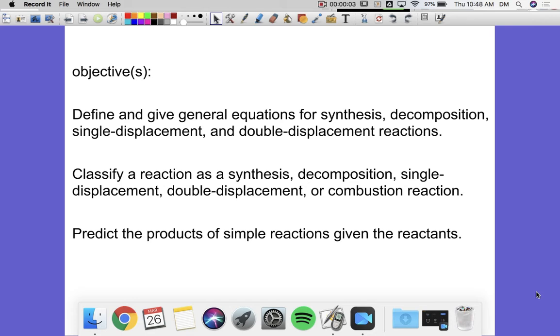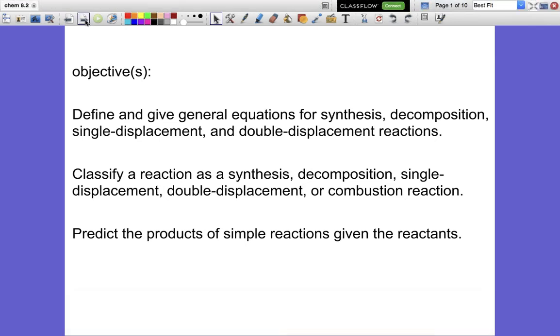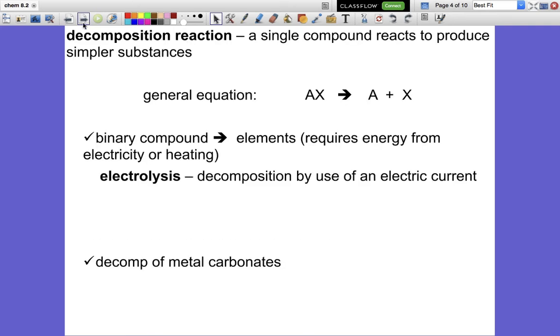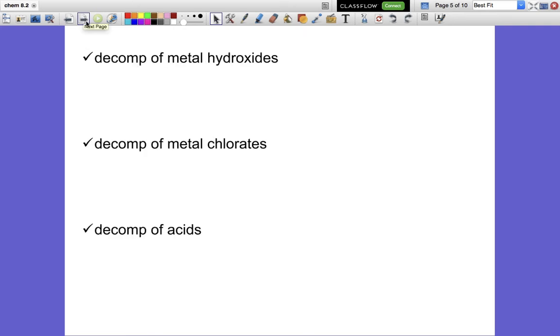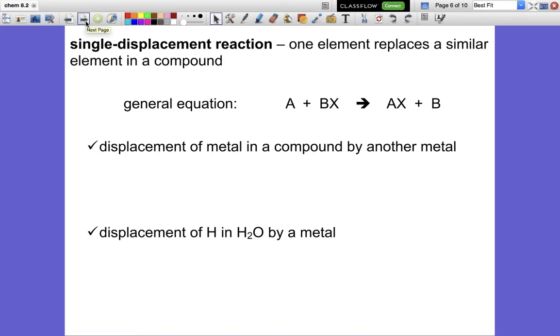Alright, so this is video number 2 for section 2 of chapter 8. We already went over synthesis and decomposition. Now we just need to do single displacement, double displacement, and our combustion reactions. So, flip all the way to single displacement here.